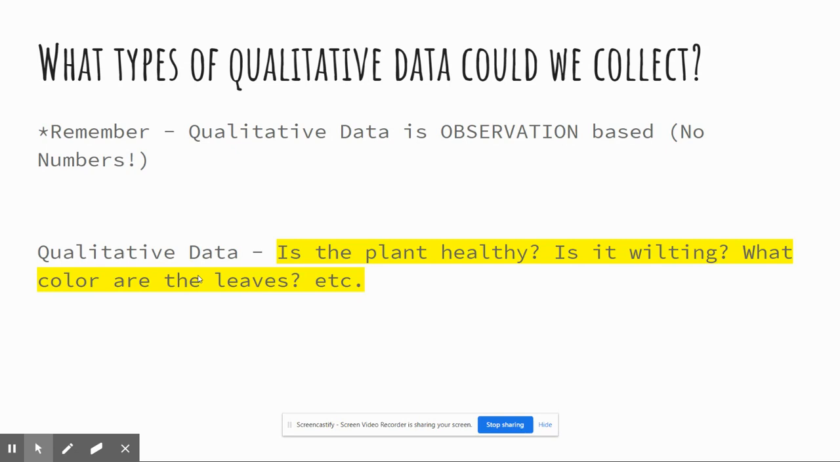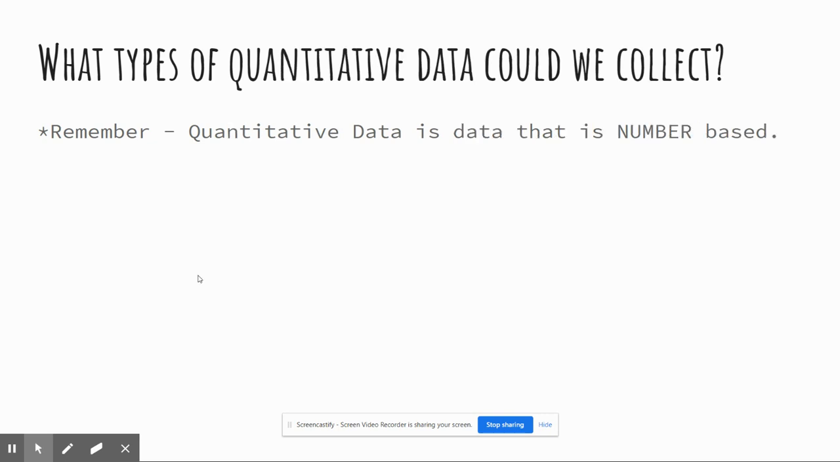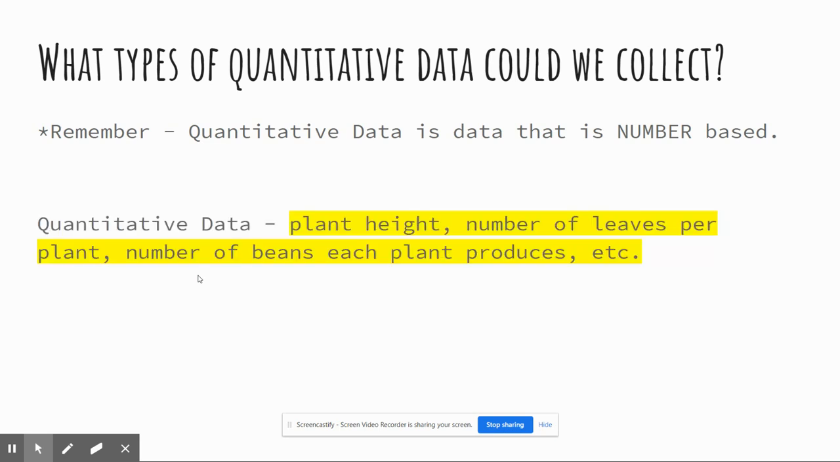We would also need to collect number data. So that would be quantitative data. And this could be anything that's involving numbers. So we definitely know that we need to record plant height because our whole experiment is trying to figure out if the plant height is going to be affected. But you could also record things like counting the number of leaves that each plant has and writing that down, or the number of beans that each plant is producing, okay?